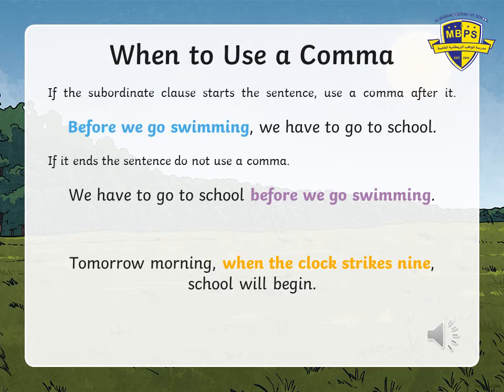Sometimes we have additional information in the middle of the sentence and we have to use a comma before and after it. For example, tomorrow morning, when the clock strikes 9, school will begin. So you can see the additional information, when the clock strikes 9, has been started and ended by using commas.